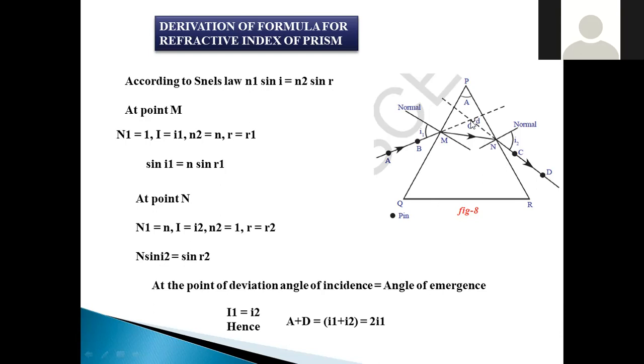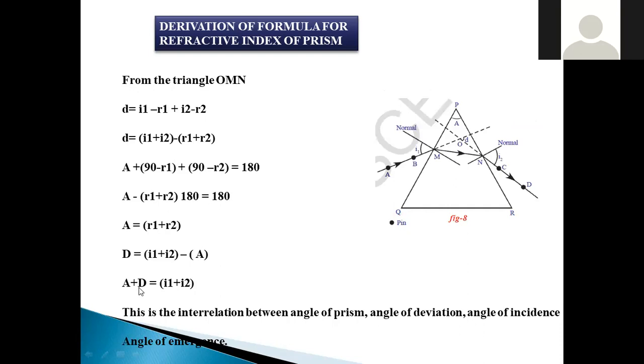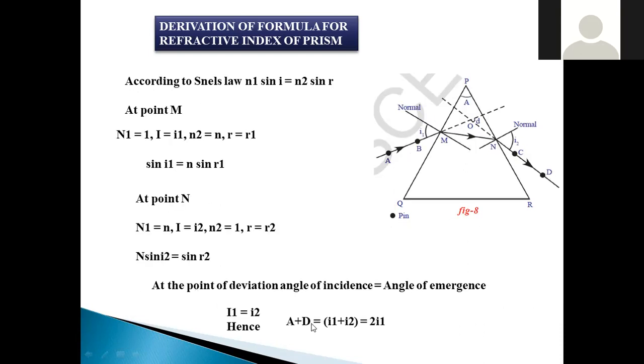At the point of minimum deviation, when we are considering this point O here, the angle of incidence is equal to the angle of emergence. I1 exactly is equal to I2. So if I1 and I2 are both equal, we can substitute this in the previous equation. What we got here, A plus D is equal to I1 plus I2. If I2 is equal to I1, it becomes I1 plus I1. So A plus D is given as 2I1.